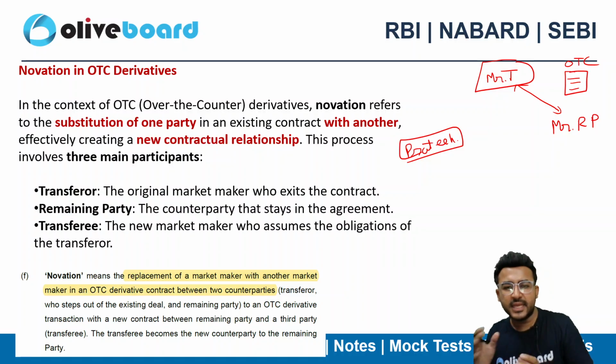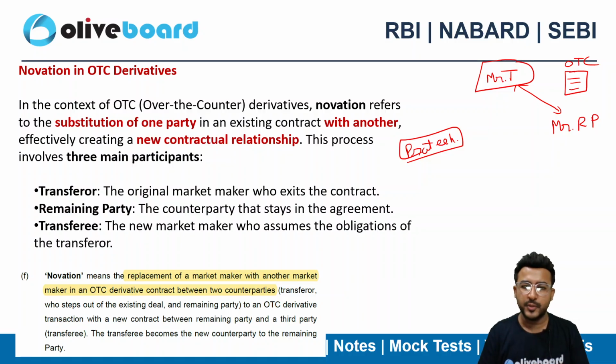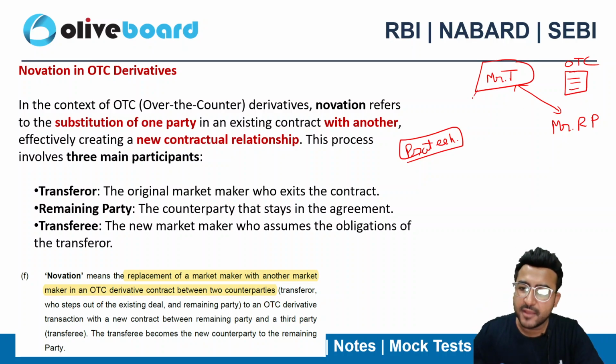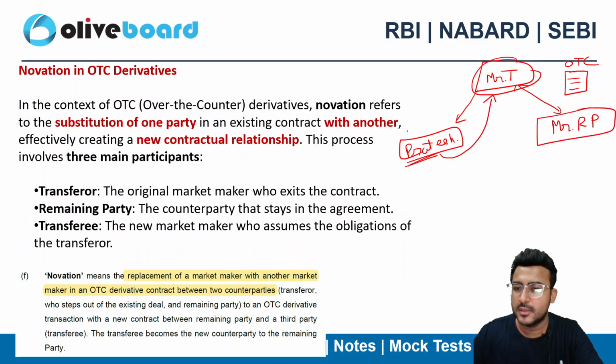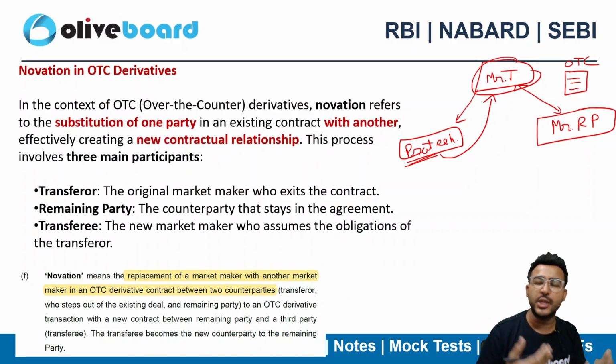Now Mr. T is not interested in this contract, or he just wants to get out of this contract, so he can opt for a novation. He can propose a novation here. That means I will be taking over from now onwards. So Mr. T will transfer the contract to me and I will be the new concerned party here. Mr. RP will be in touch with me from now onwards because that's a novation, right?